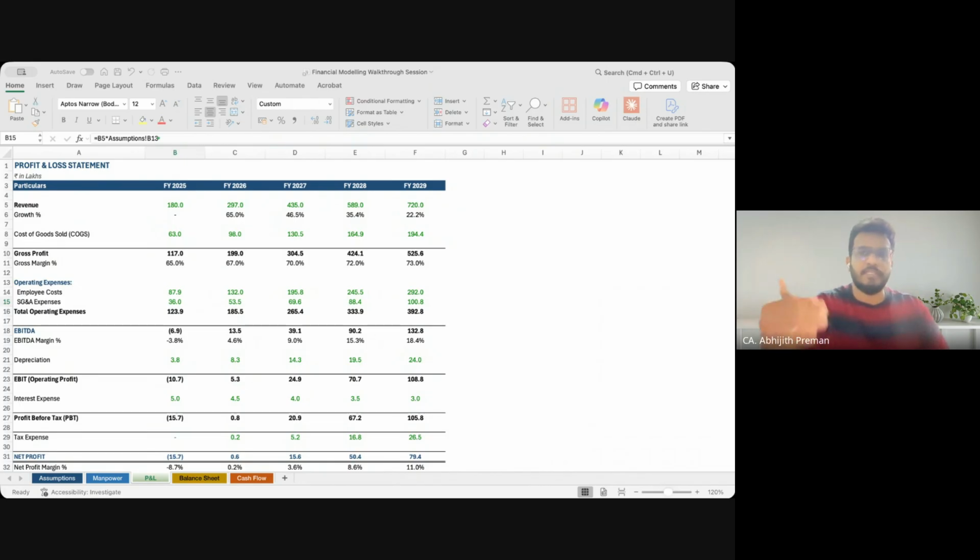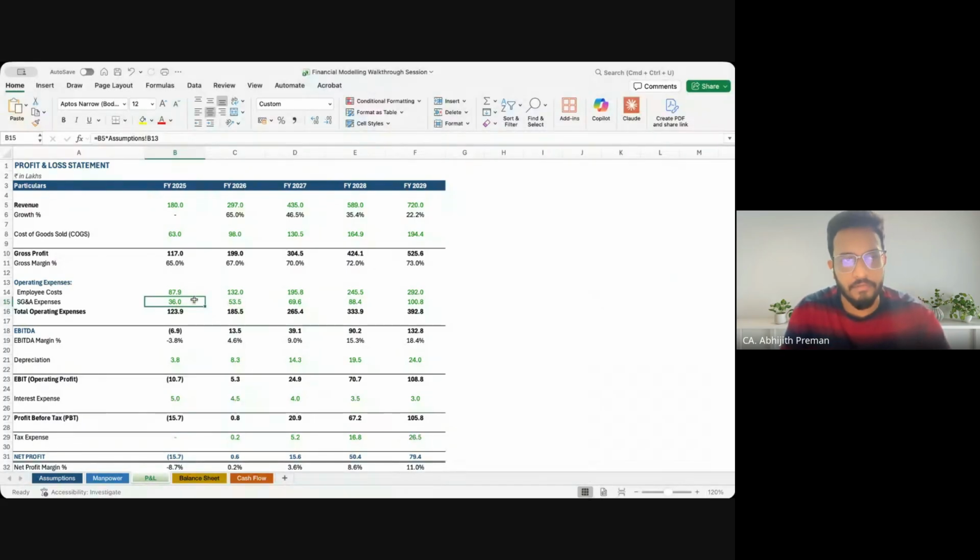This is just a very simple thing because I want you to understand how this typically works and what the flow of it is. Here, selling, general and administrative is again the percentage of revenue we have taken, linked to the assumption sheet. That way we have total expenses of 123.9. Then the EBITDA comes in. EBITDA is gross profit minus total operating expenses. That comes to 6.9 lakhs negative. In the second year, it's 13.5 lakhs. So it keeps on increasing.